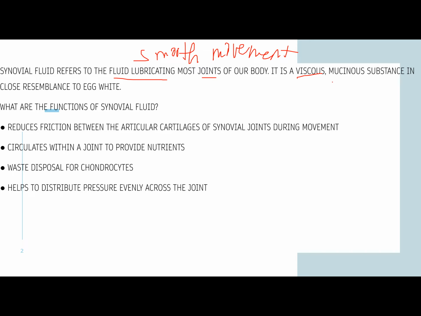It is a viscous, mucinous substance in close resemblance to egg white. It resembles egg white class, yung white part ng egg. Now, what are the functions of your synovial fluid? It reduces friction between the articular cartilages of your synovial joints during movement, circulates within a joint to provide nutrients, responsible for waste disposal for the chondrocytes, and helps distribute pressure evenly across the joint.